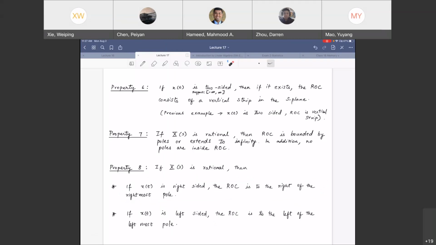So property 8 actually has more information than the previous properties, because it's focusing on many poles in the system. Then you have right of the rightmost pole for a right-sided signal. So in order to come up with the ROC, you only need to classify the signal as one of the four: right, left, two-sided, finite duration.